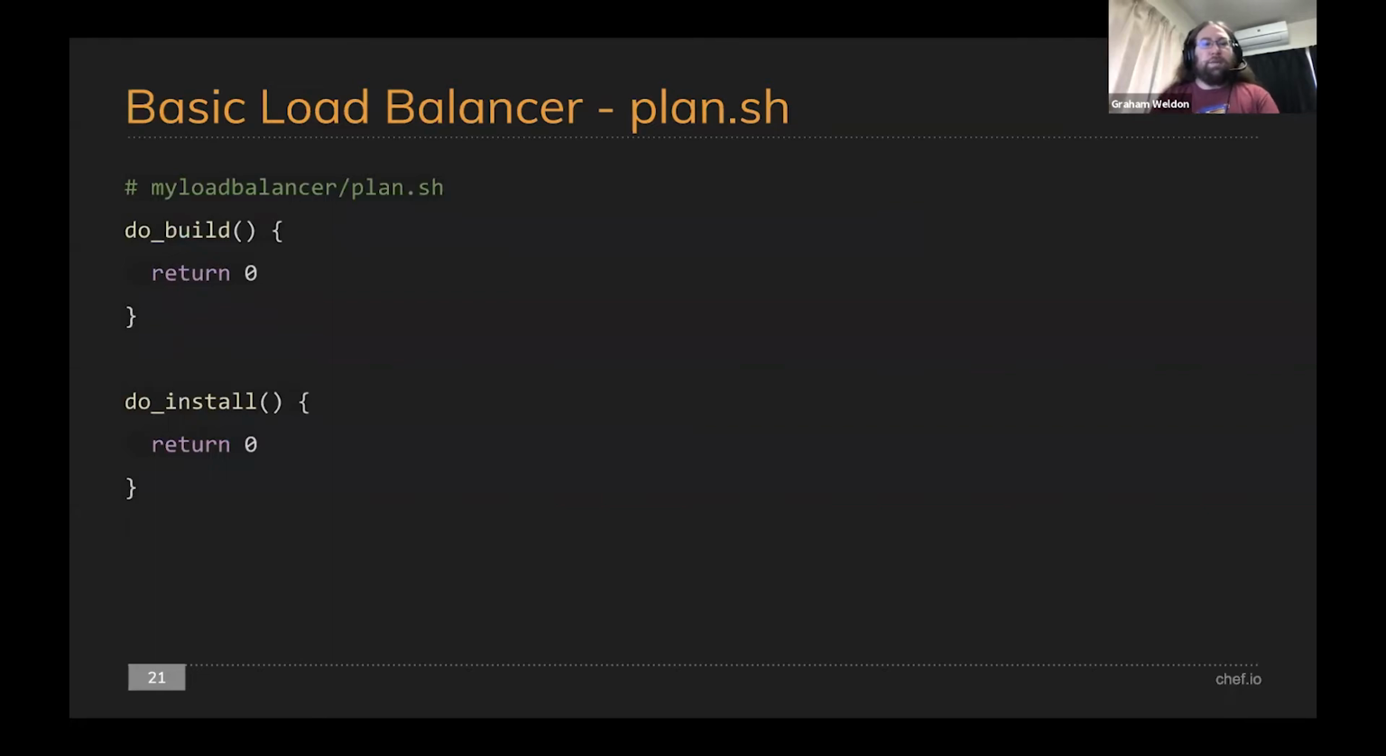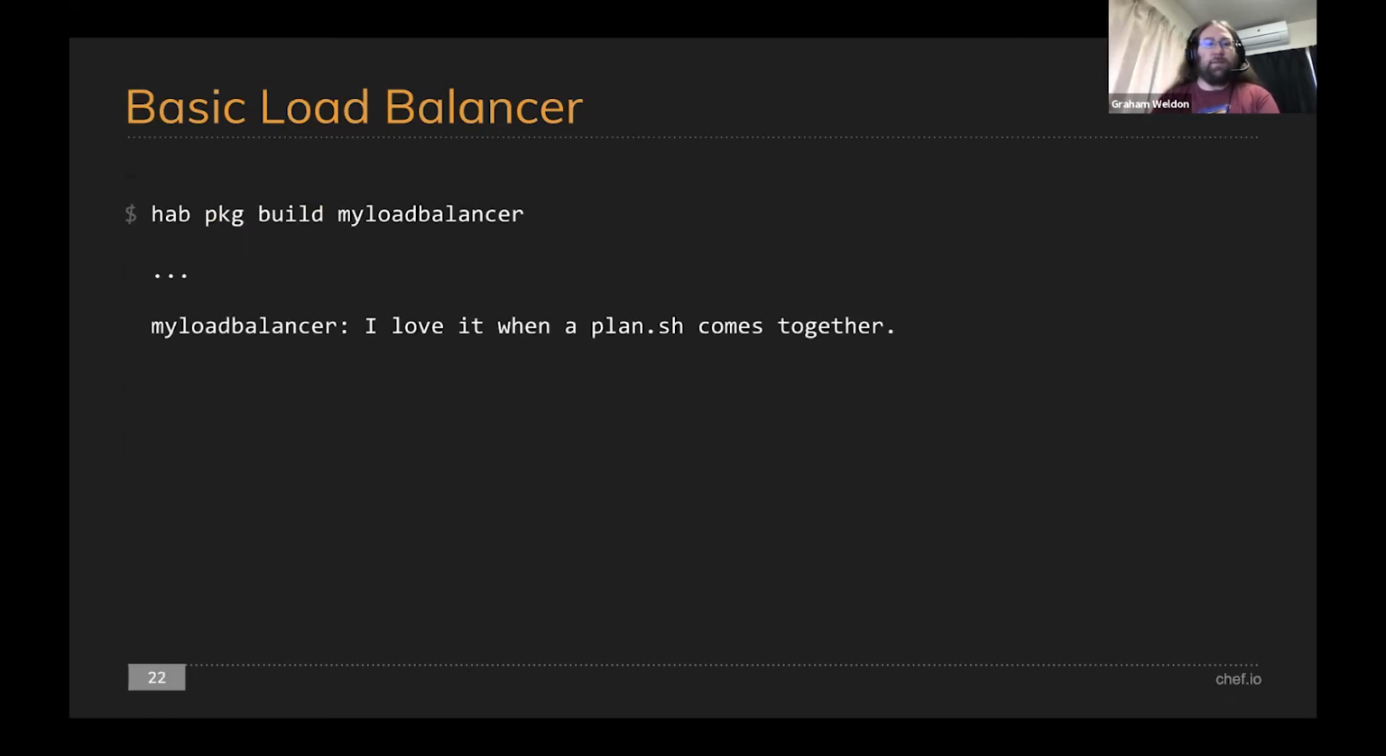In this case, the build and install steps actually return nothing. There are no additional instructions to do. It's basically all controlled through configuration. Once you've done that, you can build the load balancer, and that will produce the artifact that you can use to run the load balancer.